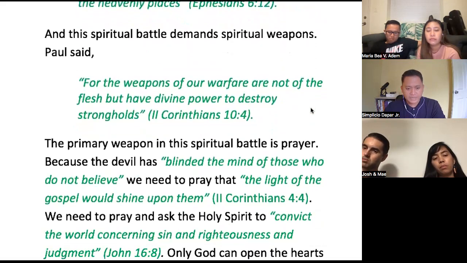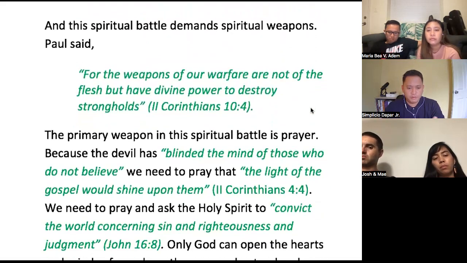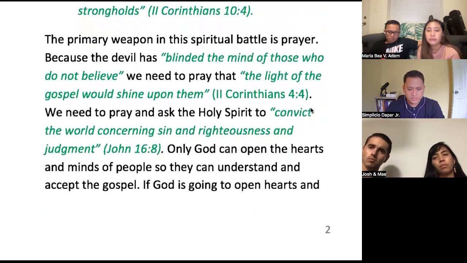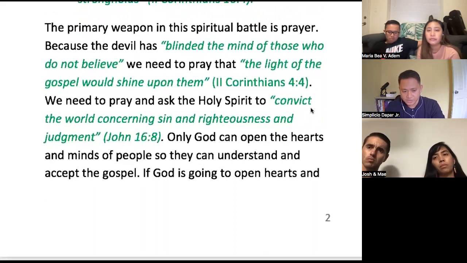This spiritual battle demands spiritual weapons. Paul said, "For the weapons of our warfare are not of the flesh, but have divine power to destroy strongholds," 2 Corinthians 10:4. So the primary weapon in this spiritual battle is prayer, because the devil has blinded the mind of those who do not believe. Notice that. Why are they not responding to the gospel? Some of them are blinded because they do not believe. They were blinded by Satan and the demons.